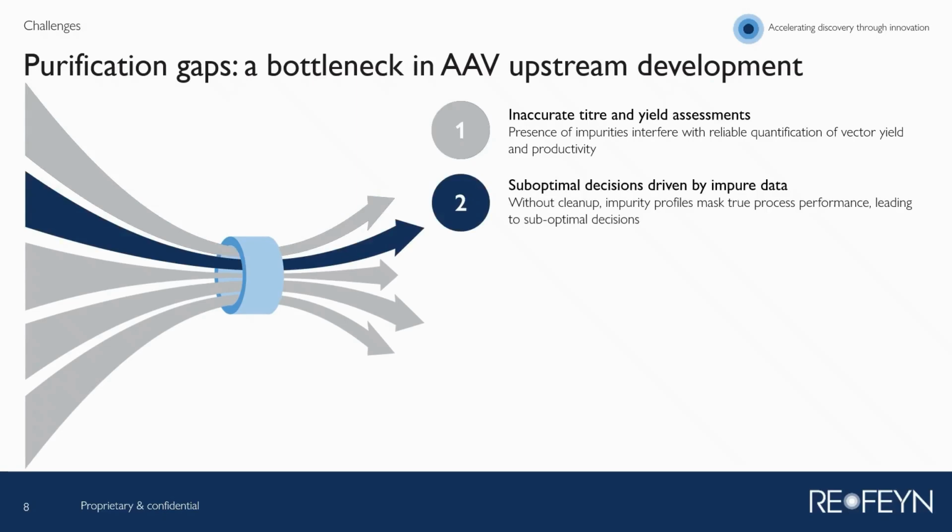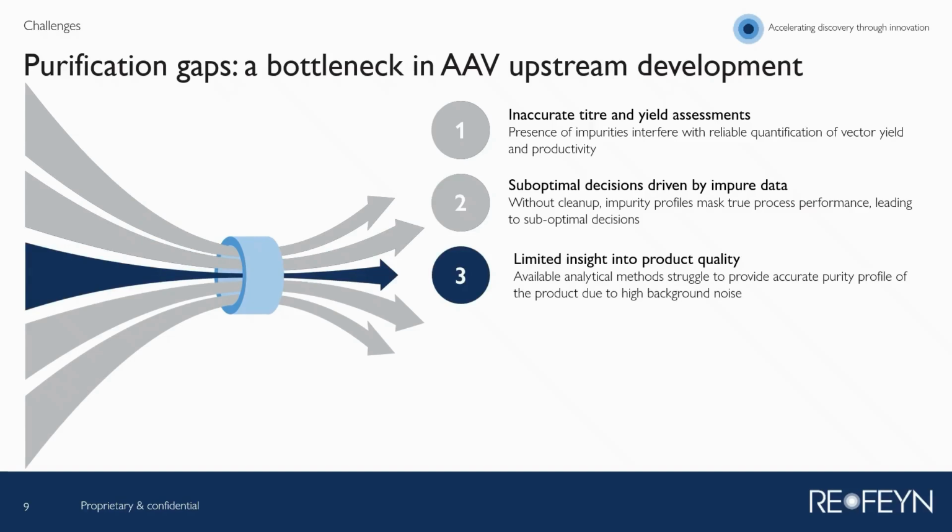Because of the presence of an immense amount of impurities in your sample, this can mask the true impact of process changes on your product, leading us to make suboptimal decisions, some of which might not even lead to improvement in product quality or purity, which was the intended purpose of this optimization.